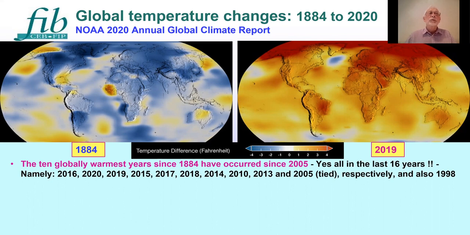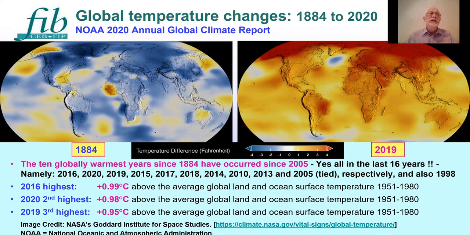So, the 10 globally warmest years since 1884 have occurred since 2005. 2016 was the highest, 2020 was the second highest, and 2019 was the third highest. And all of these are about 1 degree C above the global average, the average global land and ocean surface temperature over the 3 decades, 1951 to 1980.